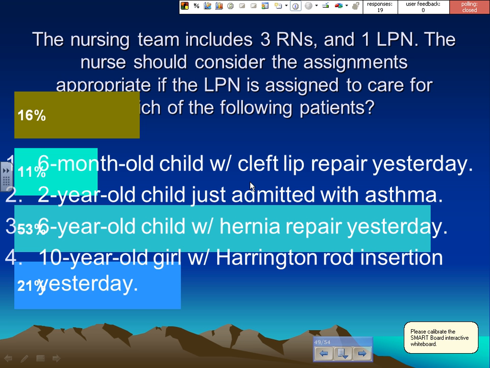So the 6-year-old with the hernia repair yesterday has the least potential for complications. It's a less invasive surgery. It's not a big neurosurgical orthopedic kind of process that the Harrington rod is. So yes, the 6-year-old is the one that you could assign to the LPN, the least problems with complications.